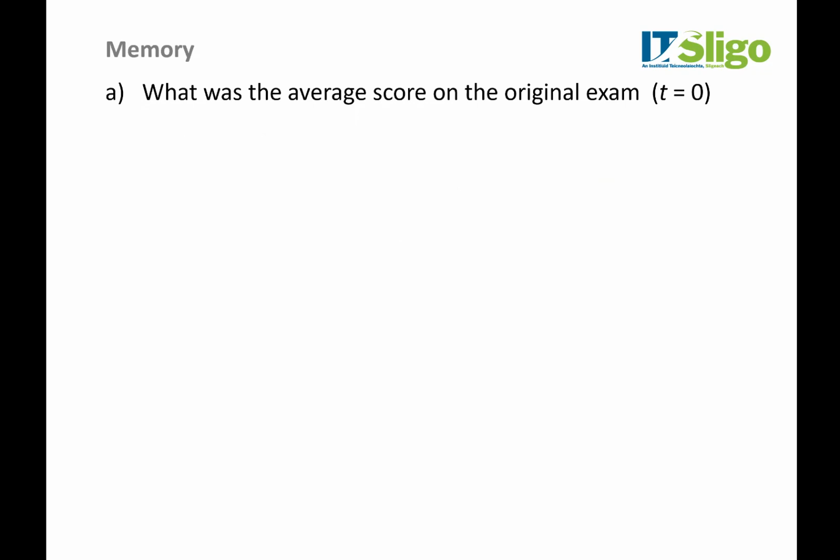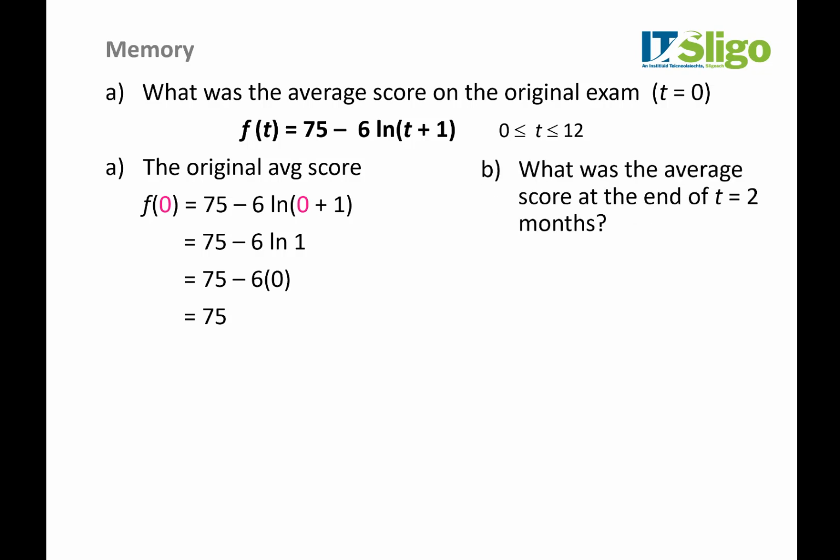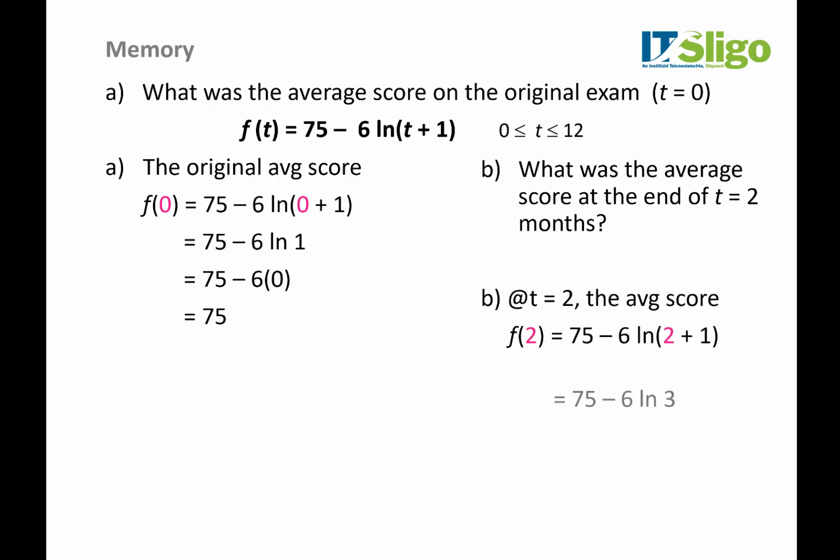So what was the average score in the original exam? We simply feed in 0, t equal to 0. That was when the test was first taken. So 75 was the average score. What was the score at the end of 2 months? Again, just feed in 2. And the average score then was 68.